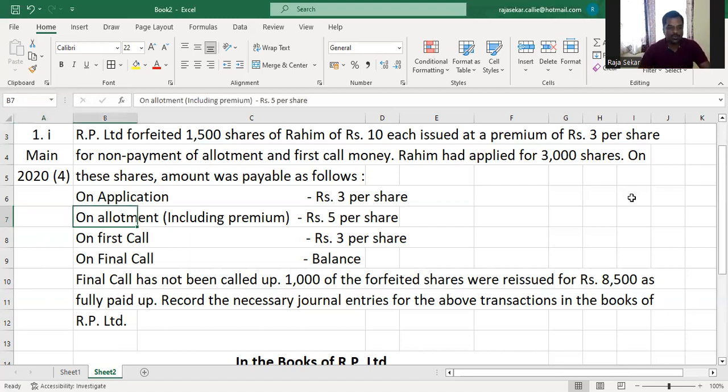So, in a question in which they start like this, they don't give information like the total number of shares issued and the total number of applications received and all that. They only expect us to pass the journal entries for forfeiture and reissue. You see, in this question, they only talked about the shares held by Rahim and the applications made by Rahim, whose shares were forfeited, right? So they only expect us to solve that part, pass journal entries for that part.